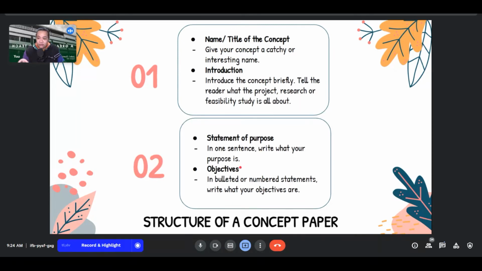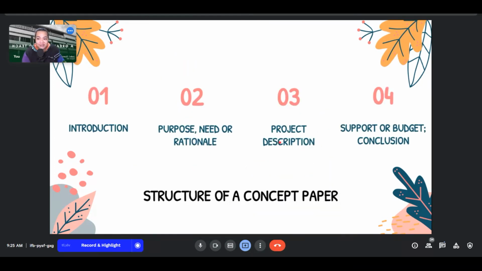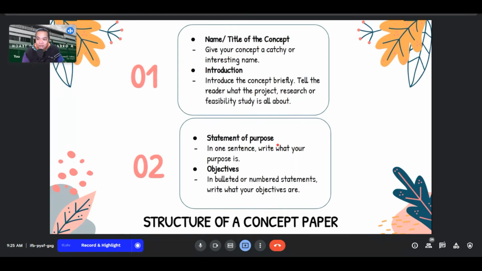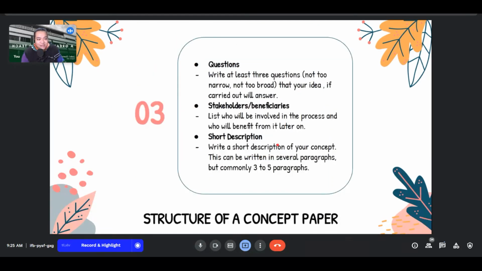Next is the objectives. Sa objectives naman, ito yung bulleted, numbered, and it can be 3 or more statements that are specifically what you're going to do to achieve your purpose. Okay? Ganun po. Number 3. So, sa number 3, this is our project description. Okay? The project description is where, behold, di ba? Parang surprise, surprise. This is where we describe the project.